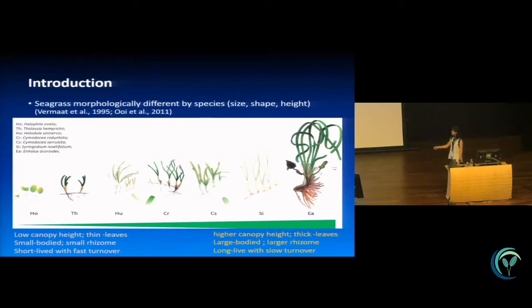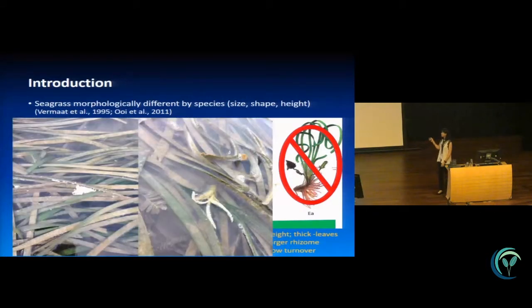And all these species are commonly found in Malaysian seagrass meadows. However, this one we couldn't find in our subtidal seagrass. This is because their reproduction strategy restricts them to the tidal area, where you can see here the pollen and the female flowers. They need the surface area to be able to do pollination.